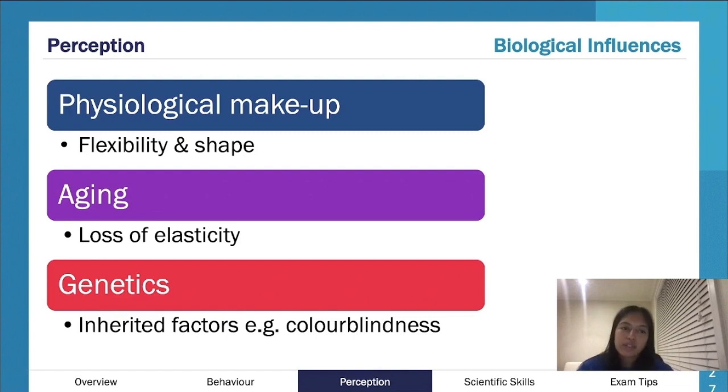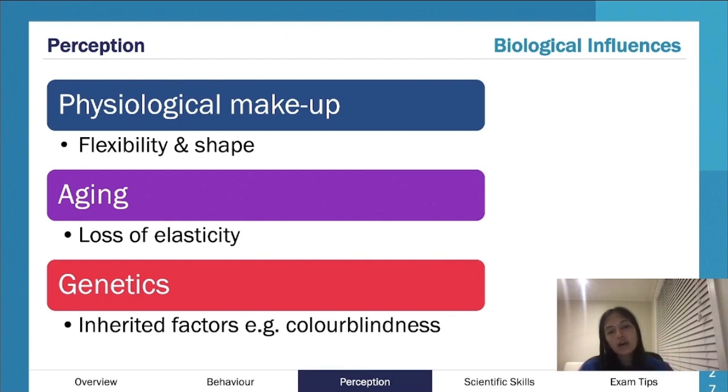Okay, so we think about the biological influences for vision and taste. This is specifically for your vision. Your physiological makeup, the actual physiological structure of your eye, and aging, how old you are, affects how good your vision is. Obviously, when you get older, your vision gets worse. And your genetics. Genetics and physiological makeup are linked a little bit, but inherited factors such as color blindness or astigmatism, or other things that affect the vision in your eye. You can see how all of these biological influences have a big impact on how you perceive something.